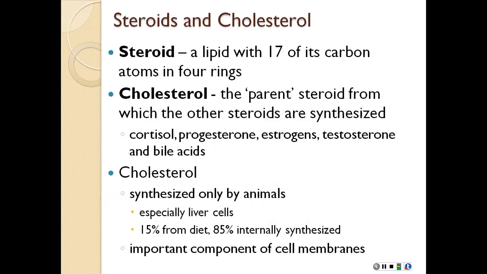Steroids and cholesterol are also lipids, but they don't have the chain of carbons like the fatty acids. They are more of a ring structure. A steroid is a lipid with 17 carbon atoms and 4 rings, so they have ring shapes instead of a long chain. Cholesterol is the parent steroid from which other steroids are synthesized. You've heard of these hormones, cortisol, progesterone, estrogen, testosterone, all of these are steroid hormones. Okay, then also bile acids involve cholesterol.